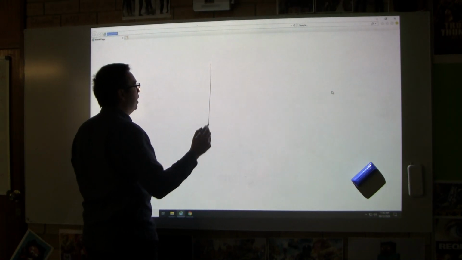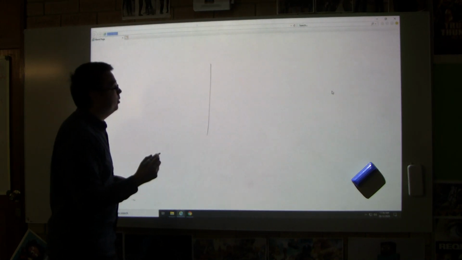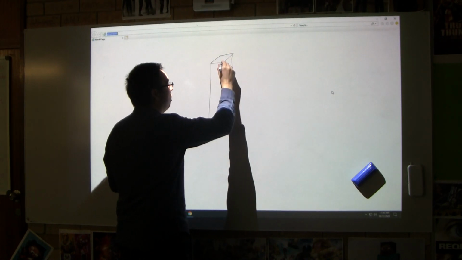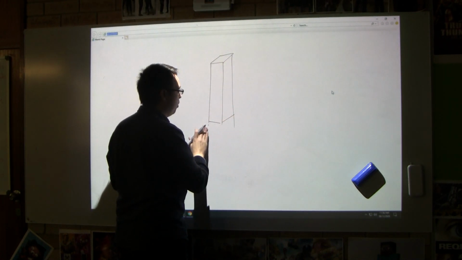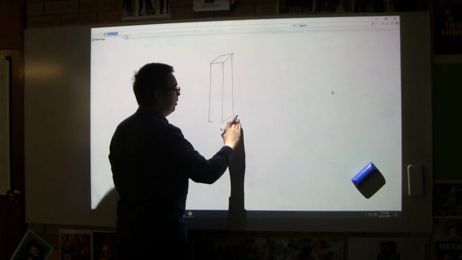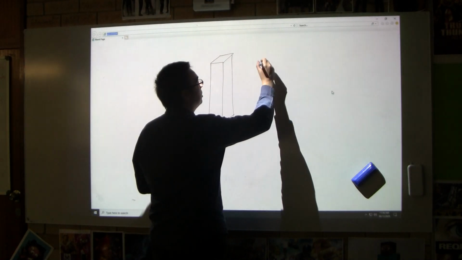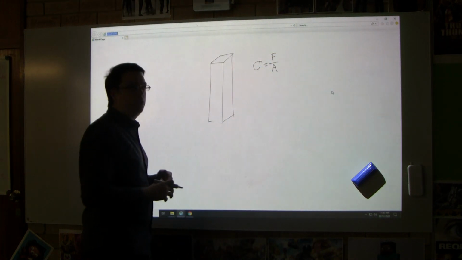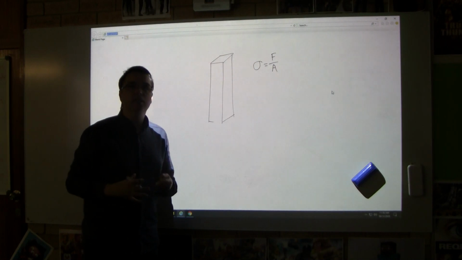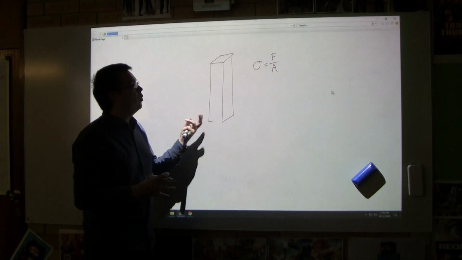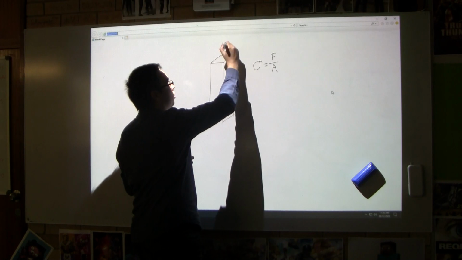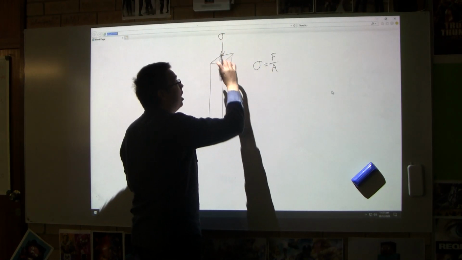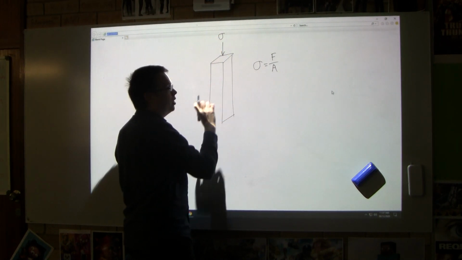So if I have a column, we'll stick with a column for the moment. If I have a column that's being squashed, if I want to know whether or not it's going to break, what I need to know is the force divided by the area. So that formula, stress equals force over area. If the force is too great, the easiest thing to do as an engineer is to compare the stress that's being applied. This stress is force over area.